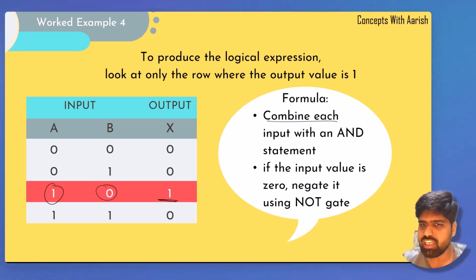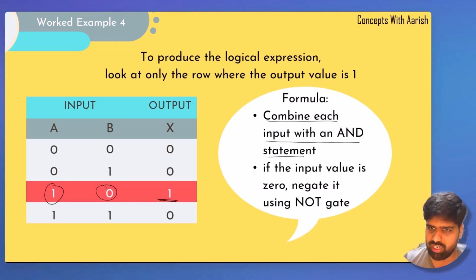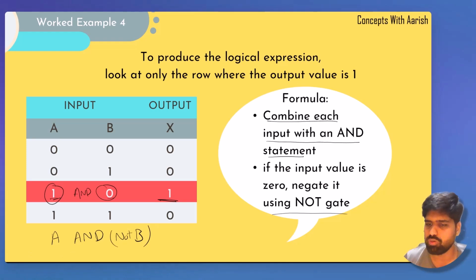So combine each input with an AND statement. Okay, first of all, you have to identify which ones are producing 1. So you have to use an AND in the middle of that. Okay, and if the input value is 0, negate it using a NOT gate. So they're telling us three things over here. You have to combine them using an AND gate, and one is 1, and if something is a 0, so I will write it as A, and for B it's a 0, so I will consider NOT B. Okay, so that's how we have to utilize it.